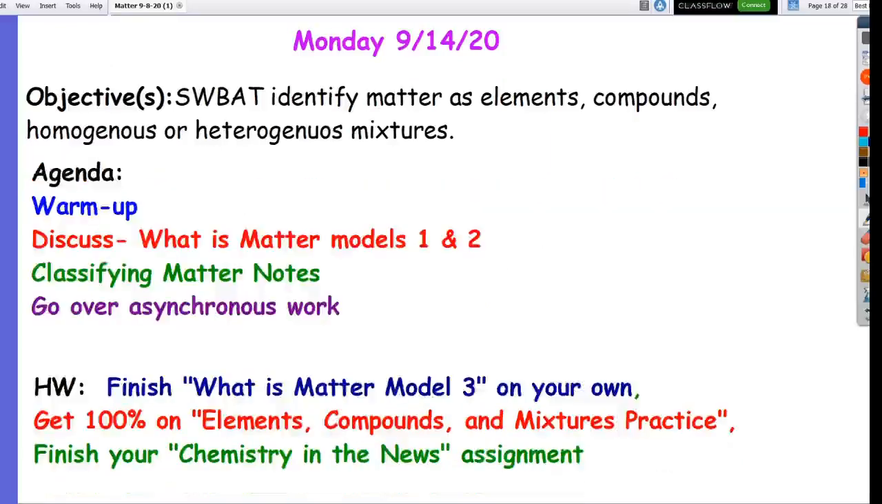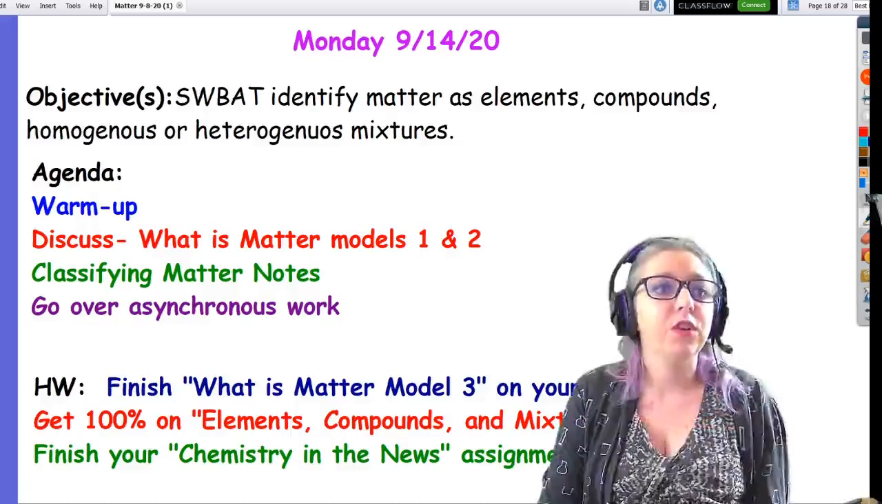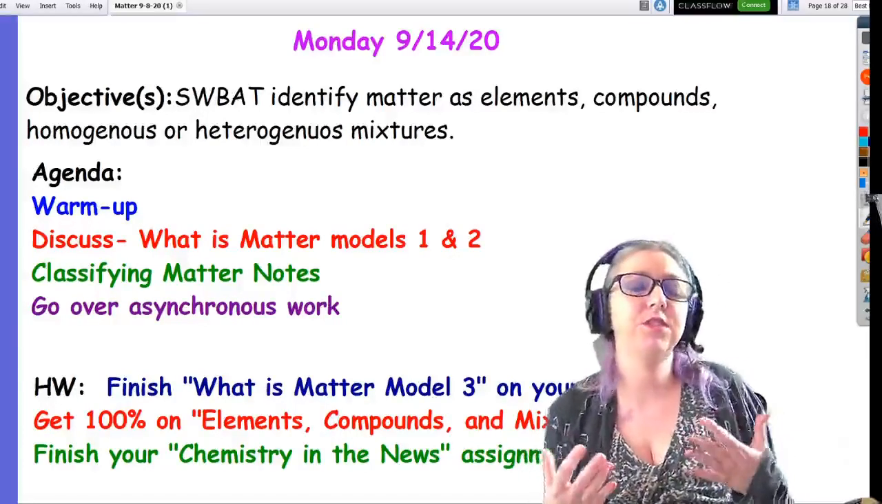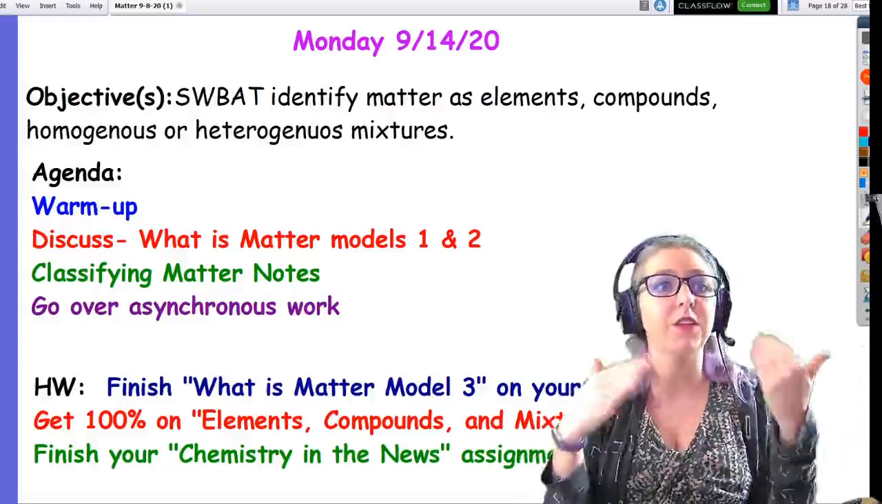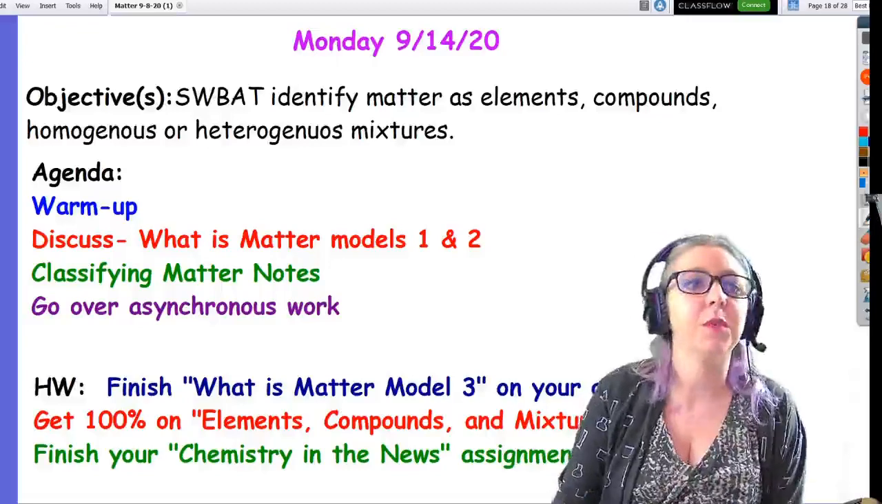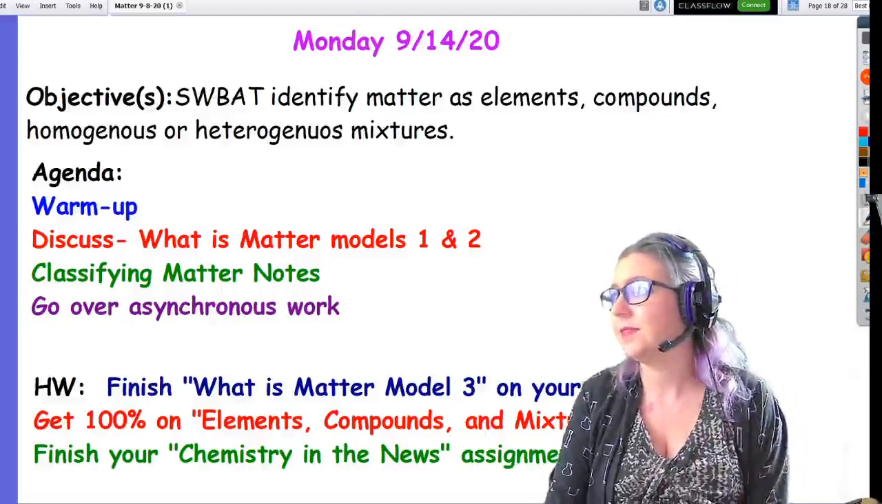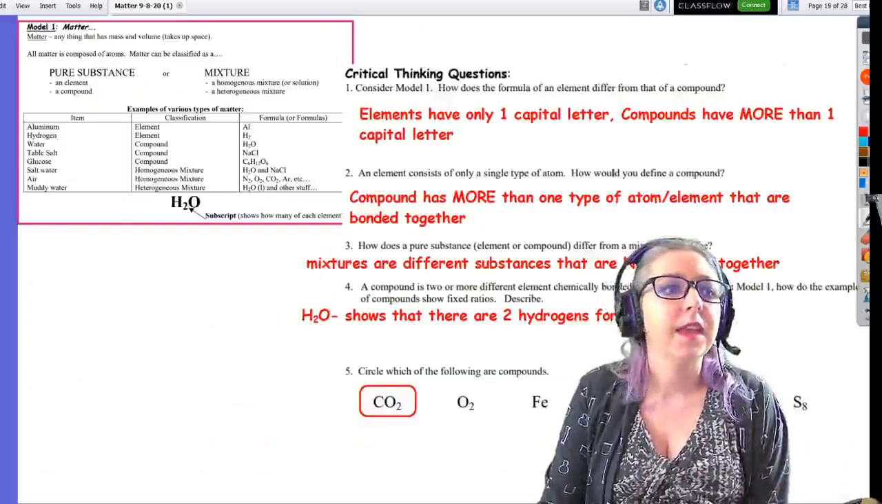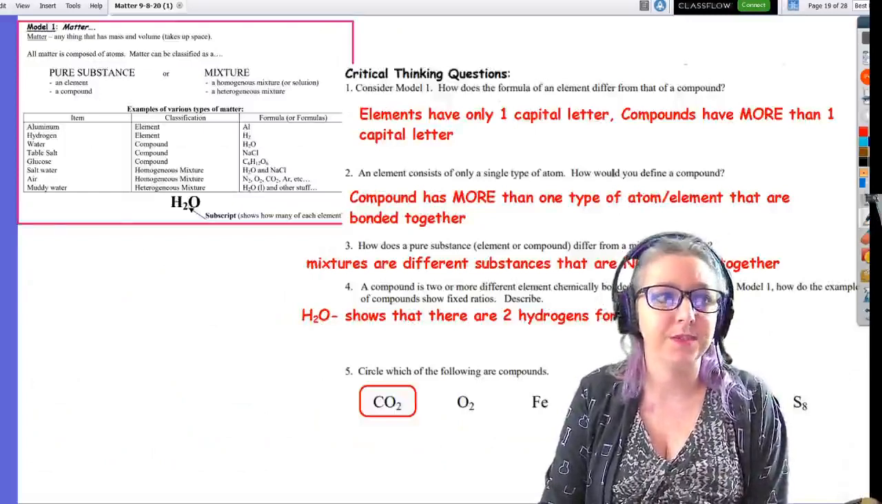So today we had a warm-up. We discussed the POGIL from last week, what is matter, how to organize matter, models 1 and 2. We took notes on how to classify matter, so you actually have some notes that you can go back and reference now. And then we talked about the asynchronous work just so you understood what you were expected. So here was our POGIL from last week.